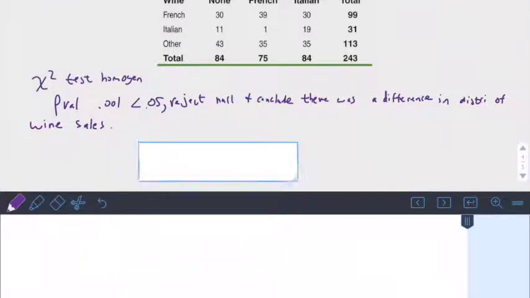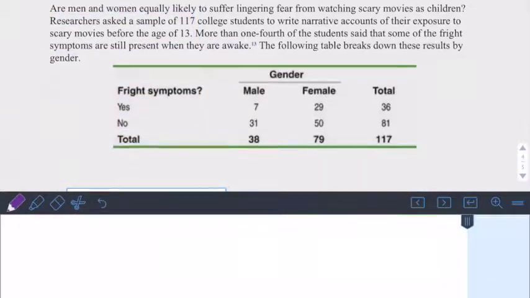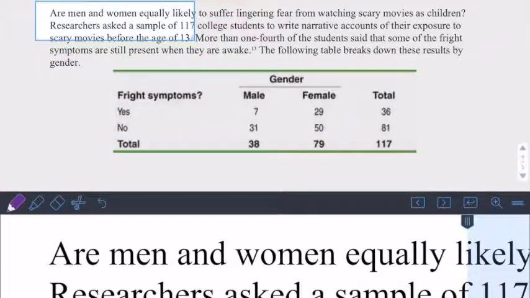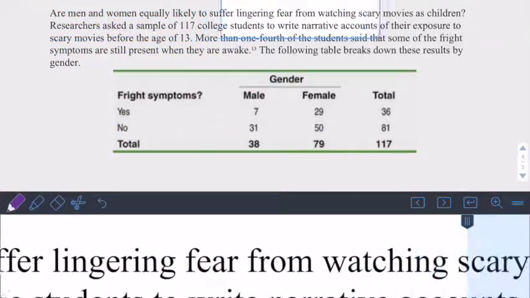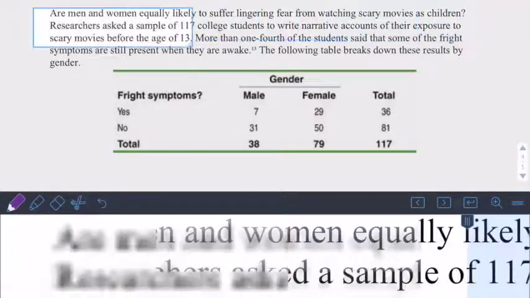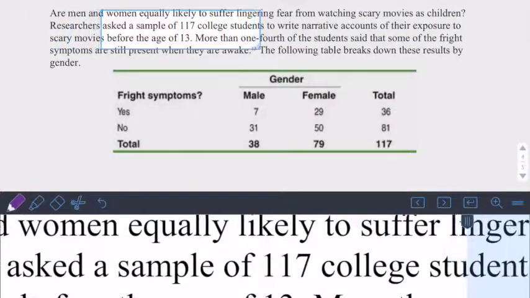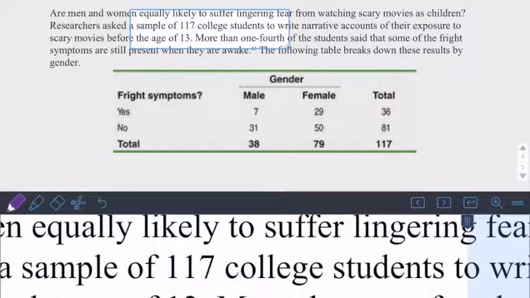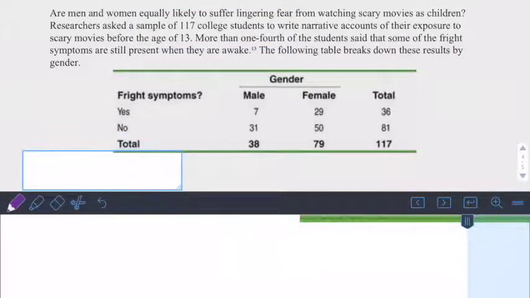Okay, and I'm just going to breeze over this next one. But are men and women equally likely to suffer lingering fear from watching scary movies as children? Well, researchers asked a sample of 117 college students. So we sampled from one population. So this is going to be a chi-squared test of association.